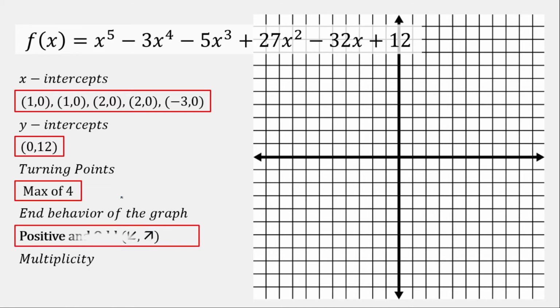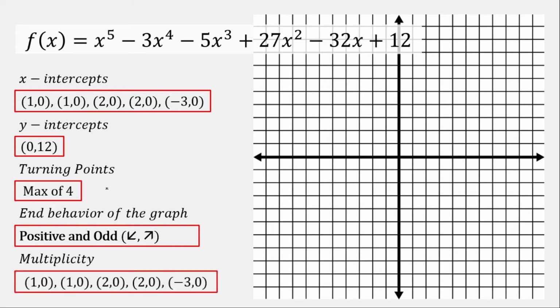Our end behavior is determined by our leading coefficient. We have a positive coefficient and an odd exponent, so it falls to the left and rises to the right. Oh no, we have one repeated x-intercept, the 2. So (2, 0) is repeated and (1, 0) is repeated as well. So we have a multiplicity here, multiplicity of 1, multiplicity of 2.